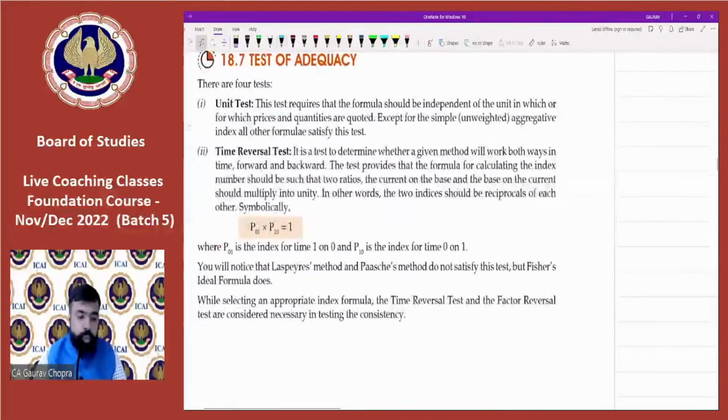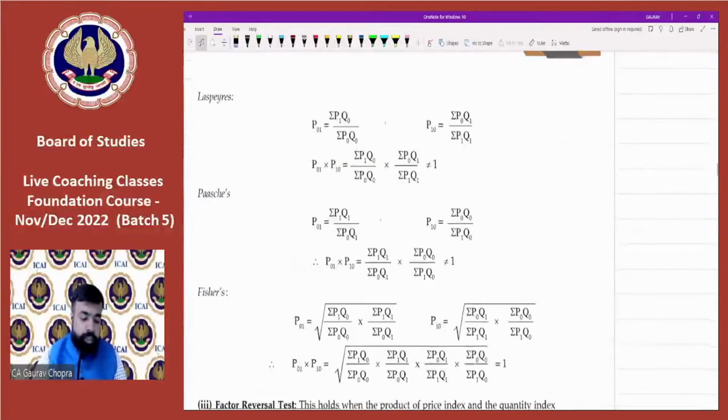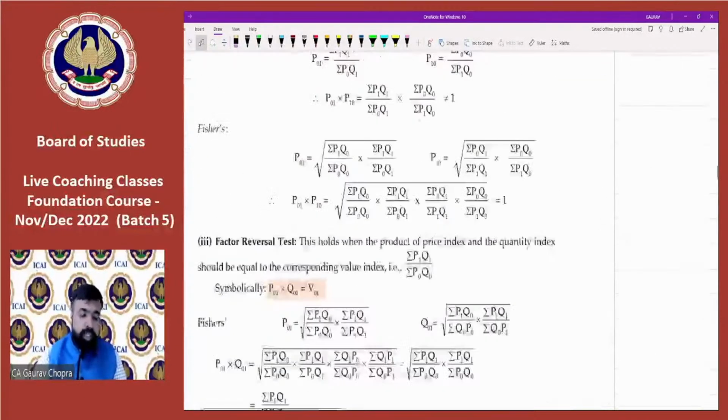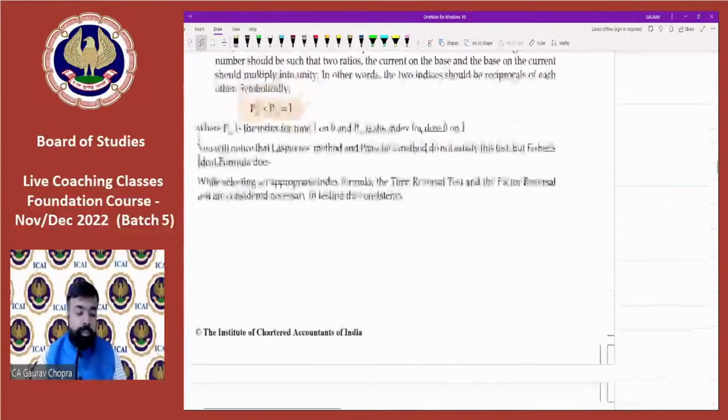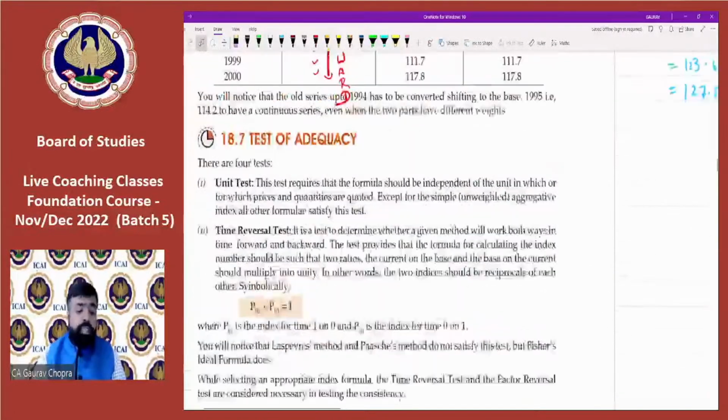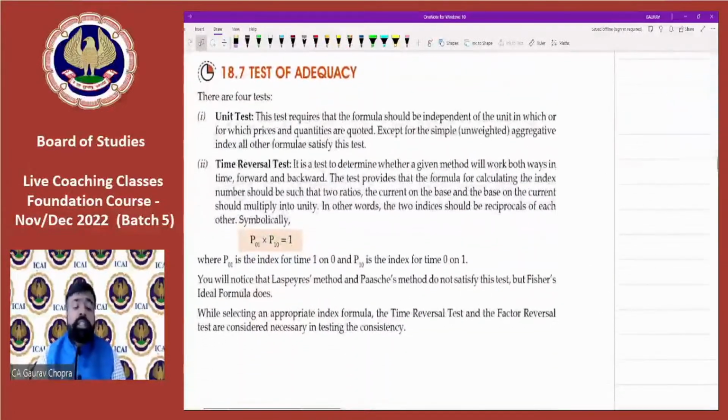Then comes the next one, test of adequacy. The last point, that is, test of adequacy. Now, what is the meaning of this test? This test is for formulas. The formula which satisfies all the tests, or which satisfies the majority of tests, becomes the best formula.